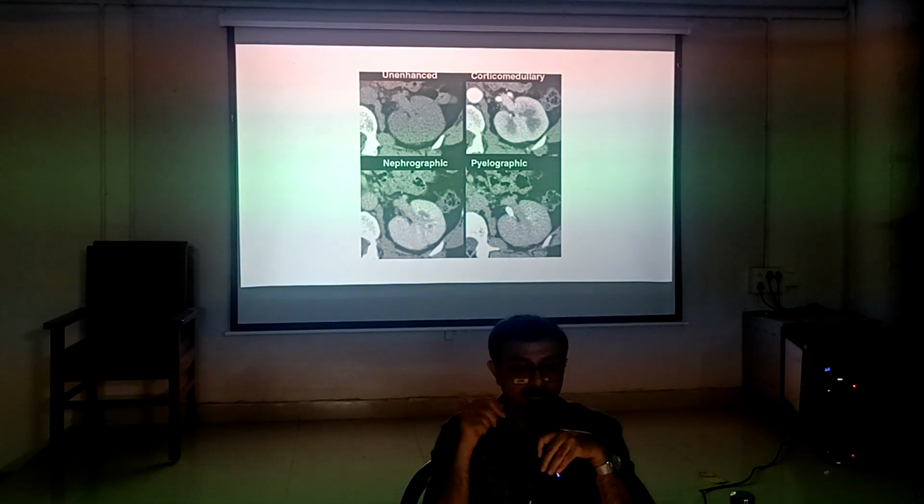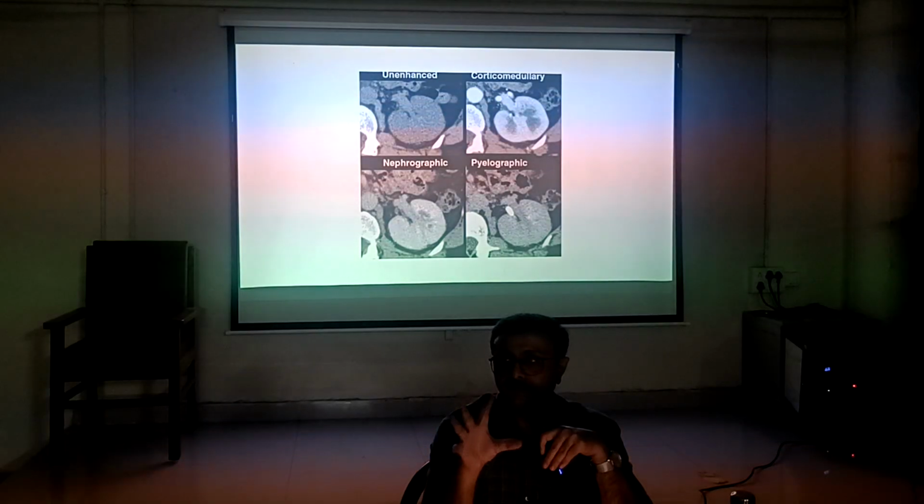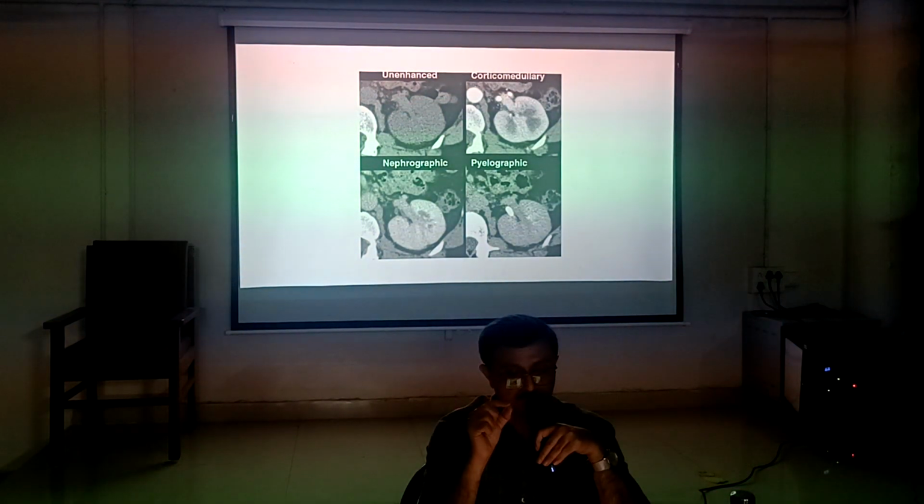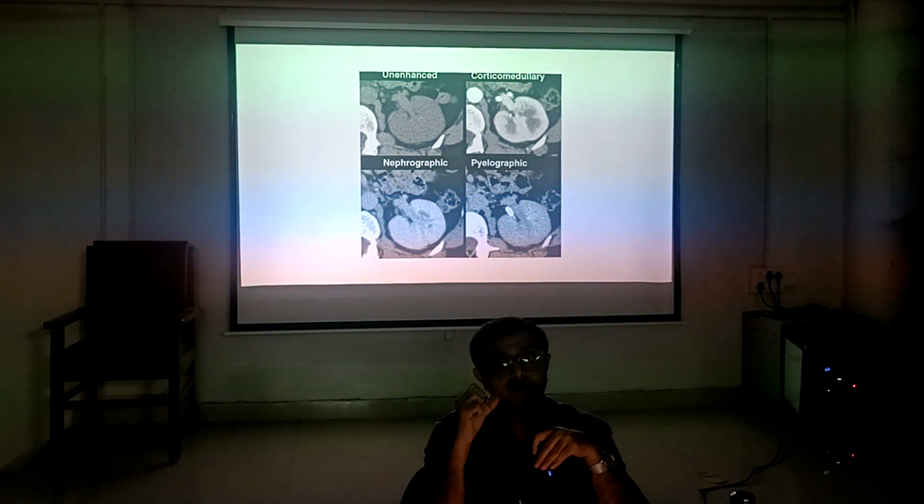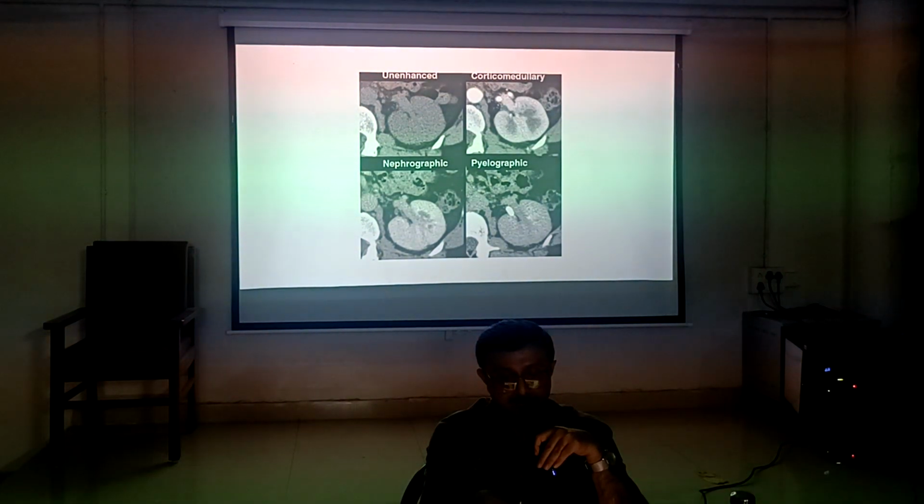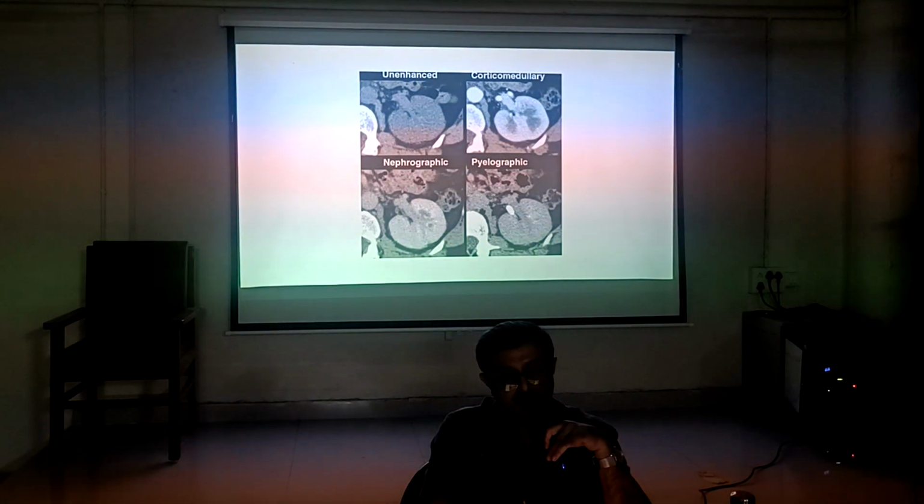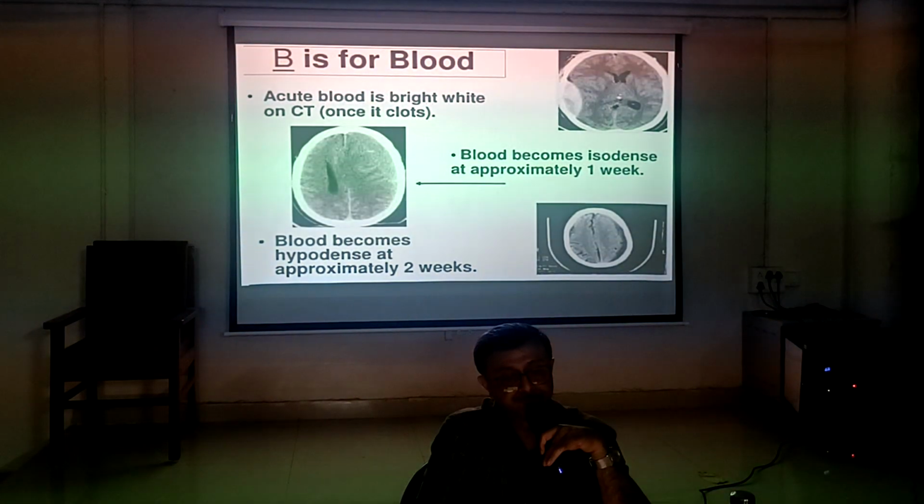In the kidney: unenhanced, corticomedullary enhancement, nephrogenic. The nephrogenic phase is best to find small size tumors. Parenchymal enhancement, okay? And pyelographic, ureteral margin. So that is how we can see in the kidney.